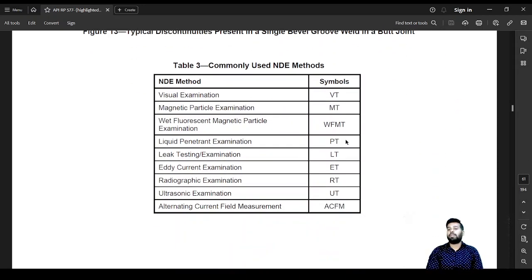So these are common types of non-destructive examination that an inspector can recommend for identifying various discontinuities. You can have visual testing, which is generally going to be the initial testing that you are going to perform on a weldment. Magnetic particle examination, wet fluorescent magnetic particle examination, liquid penetrant examination, leak testing, eddy current, radiography, ultrasonic, and ACFM, that is alternating current field measurement.